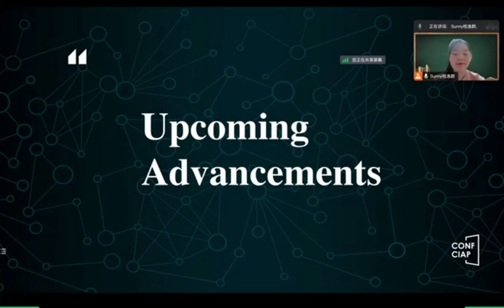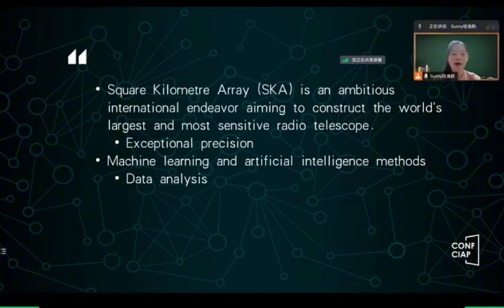And the next one is upcoming advancements. The first one is SKA. We all know that the full name of it is Square Kilometer Array, which is an ambitious international endeavor aiming to construct the world's largest and most sensitive radio telescope. It can help gain exceptional precision.